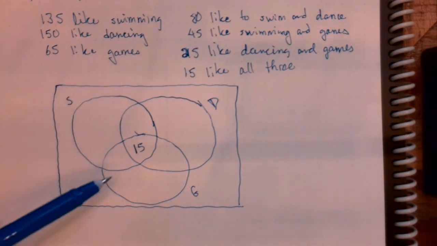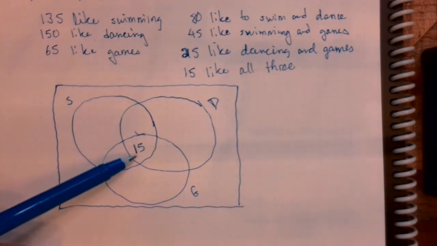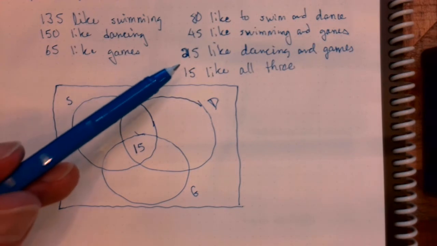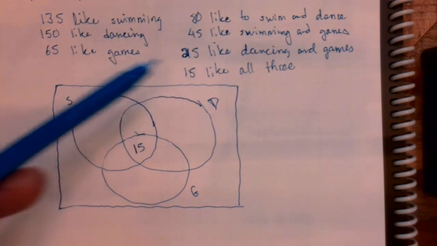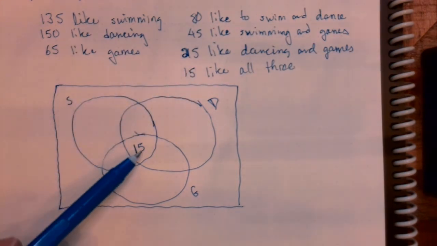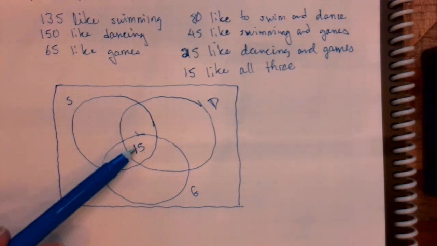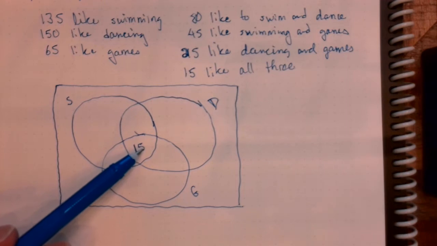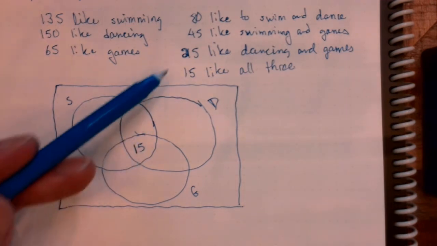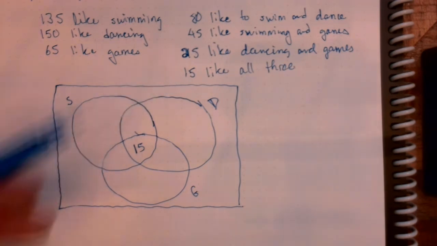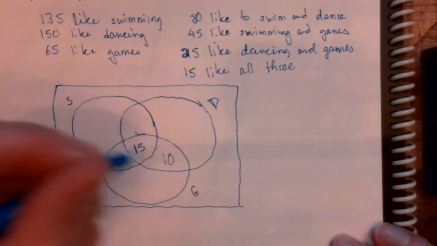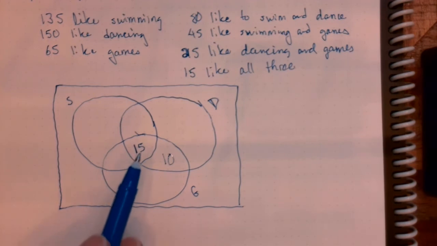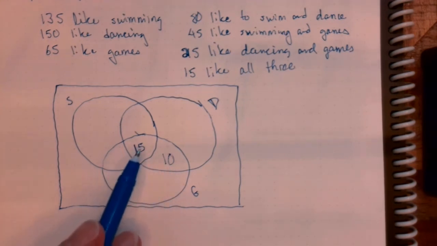Now, I filled out that 15 right there. They tell me in the problem that 25 people like dancing and games. I'm looking at the overlap between dancing and games, which is this right here. The overlap between dancing and games is comprised of two regions. We got 15 here, and we know the total has to be 25, so that must mean there's 10 people right there. So 25 people like dancing and games, 15 like all three.